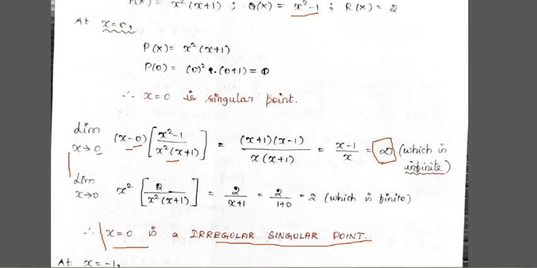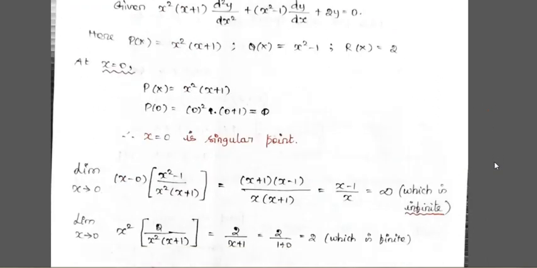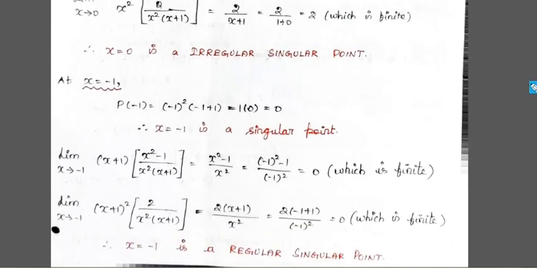Okay, so we can prove that at the point x equal to 0, it is an irregular singular point. Then now check the next point. At x equal to minus 1, it is a singular point and also we want to prove it is a regular singular point. Let's check. At the point x equal to minus 1, first we check whether it is a singular point. P of minus 1 becomes 0. Therefore x equal to minus 1 is a singular point.